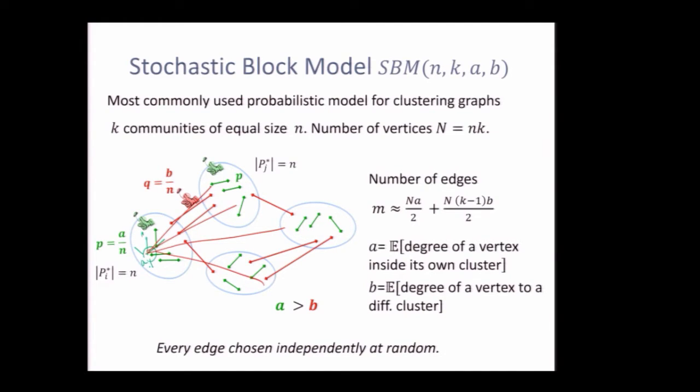So the parameterization is mildly different. But the way to think about this is that A is the average degree of a vertex inside its own cluster, and B is the average degree of a vertex to a different cluster. And think of M as the number of edges in the graph. You can either think of this as the average number of edges or the number of edges in the graph. And in a stochastic block model, each of these edge choices are made independently at random.